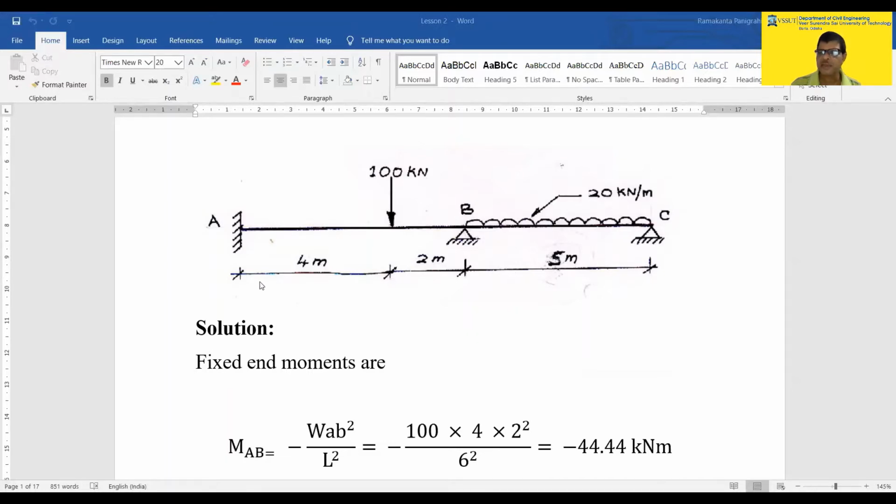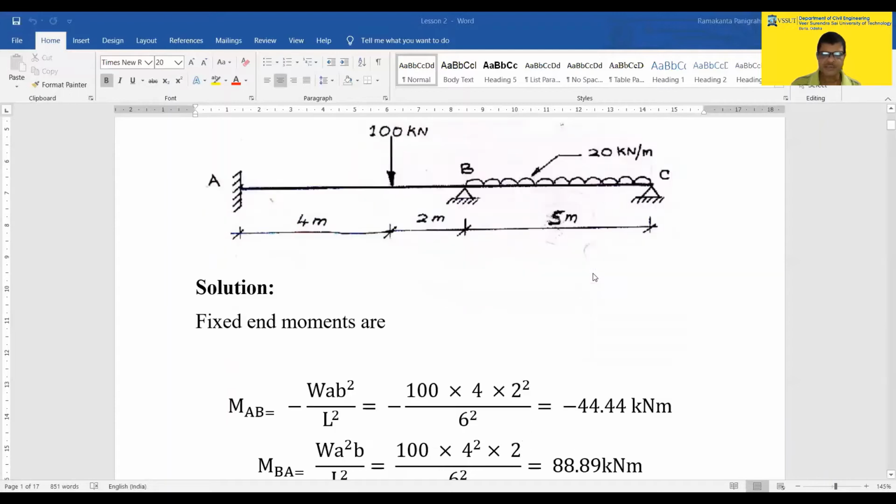Either the figure will be given in the question or it will be written in words. So you have to draw the figure yourself. You should understand what is the left end, what is the right end, what is the span AB, and where the load is applied, and accordingly you have to draw the diagram. Now let us come to the solution part.